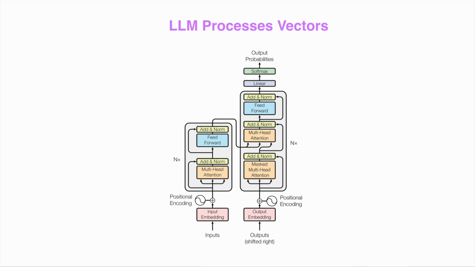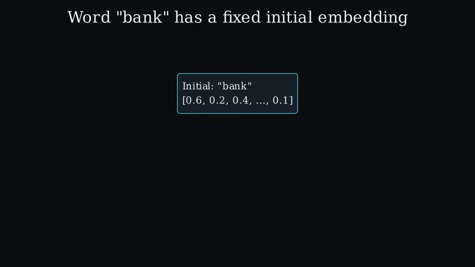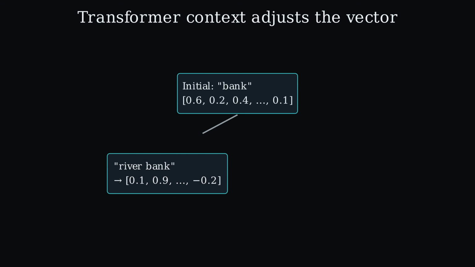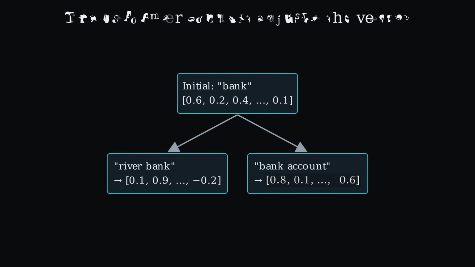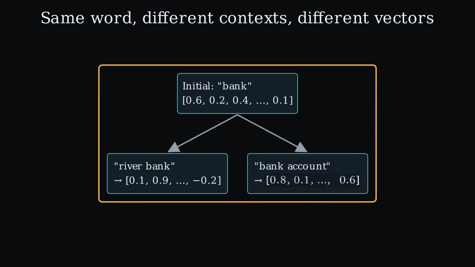Self-attention compares vectors, for example. Transformer layers update vectors. And each token's position changes depending on context. For example, the word bank starts with one embedding, but inside the sentence river bank, the transformer moves its representation in one direction. Inside bank account, it moves it in another direction. So the starting embedding gives the token an initial position. Then the transformer refines that position based on the surrounding words.